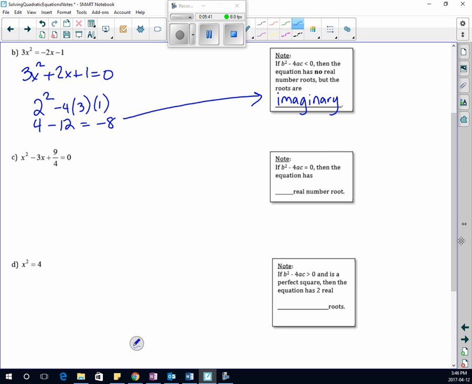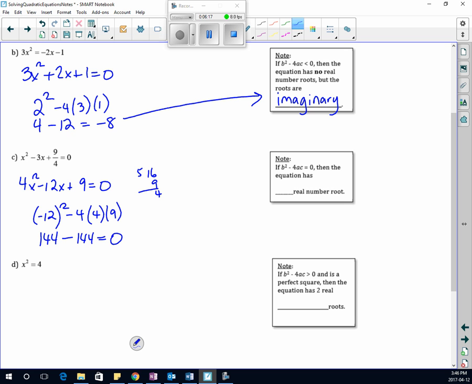Anyways, let's do the next one. Now, I don't like fractions, so I'm going to multiply all of them by 4. So I get 4x squared minus 12x plus 9 equals 0. This way I don't have to worry about fractions. So that means I get negative 12 for the b squared minus 4 times a, which is 4, times c, which is 9. So I get 144, subtract 16 times 9, which is 144. So I get 0 out of this.